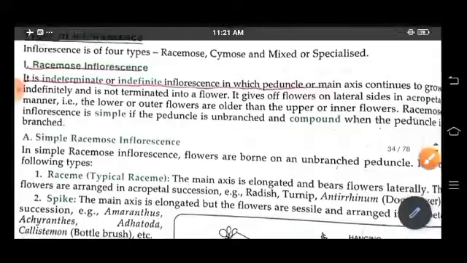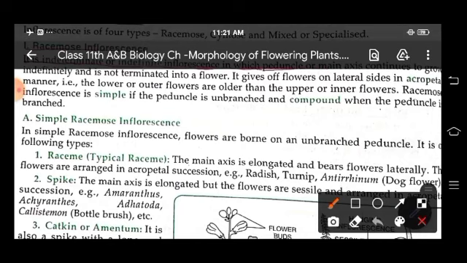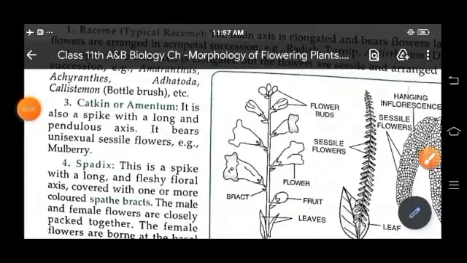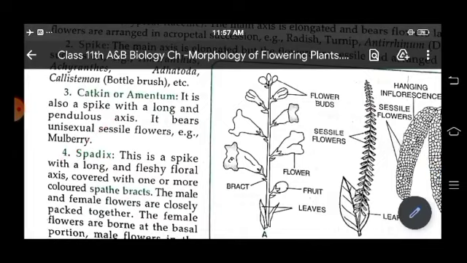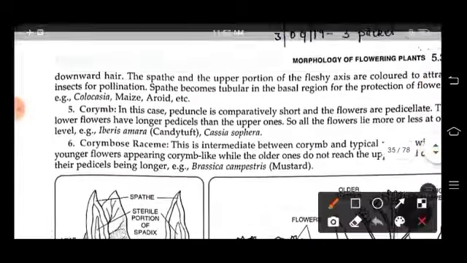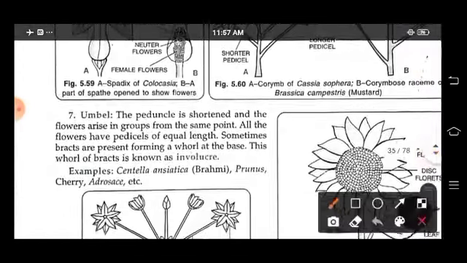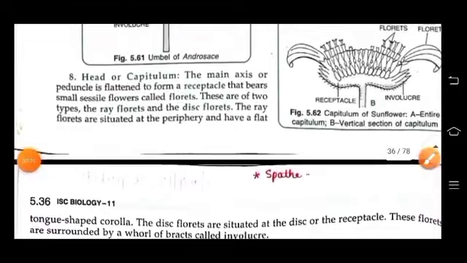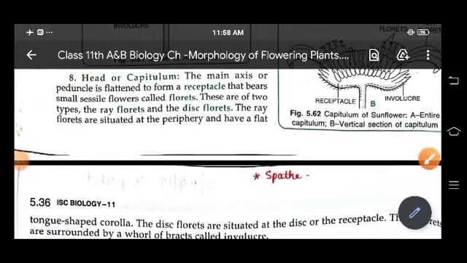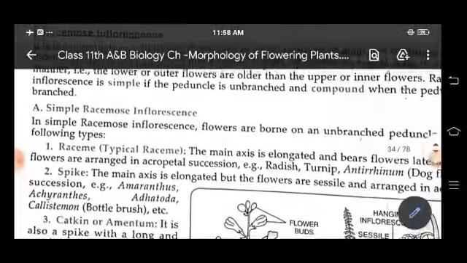So in simple racemose inflorescence, flowers are borne on an unbranched peduncle and they are of several types: raceme, spike, catkin, spadix, corymbose raceme, umbel, head or capitulum. So let's see about the raceme.